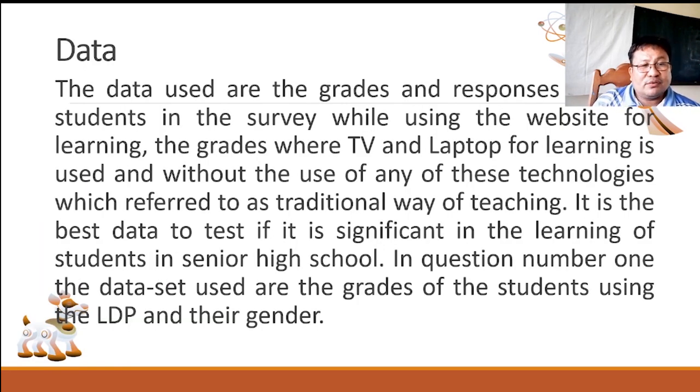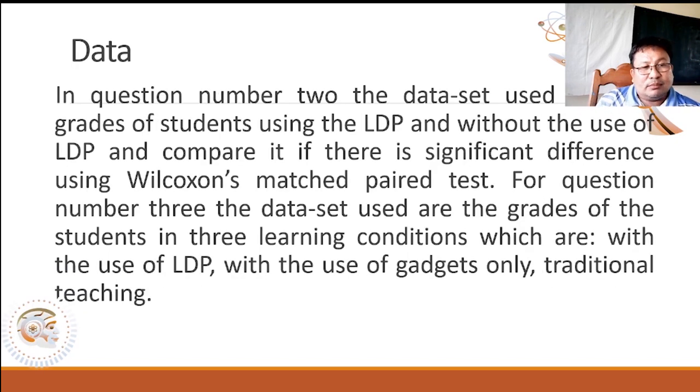So the data used are the grades and responses of each student in the survey while using the website for learning. The grades for TV and laptop for learning are used, and without the use of any of these technologies, which is referred to as the traditional way of teaching. It is the best data to test if it is significant in the learning of students in senior high school. In question number one, the data set used are the grades of the students using the LDP and their gender. In question number two, the data set used are the grades of students using the LDP and without the use of the LDP, and compare if there is a significant difference using the Wilcoxon matched pairs test. The Wilcoxon matched pairs test is used because there is no symmetry in the data that I have collected. So perhaps there are differences.